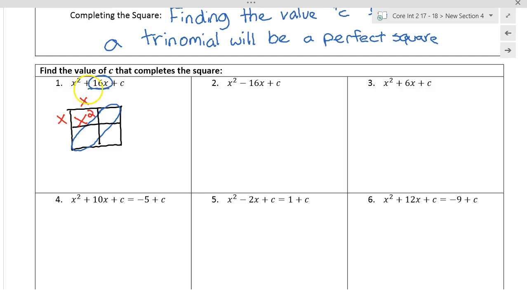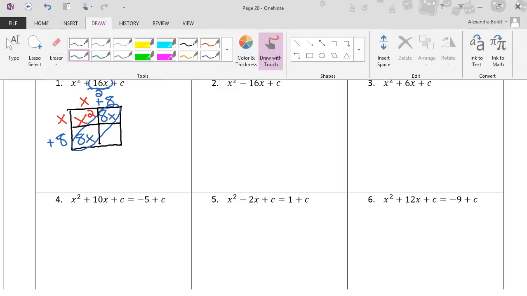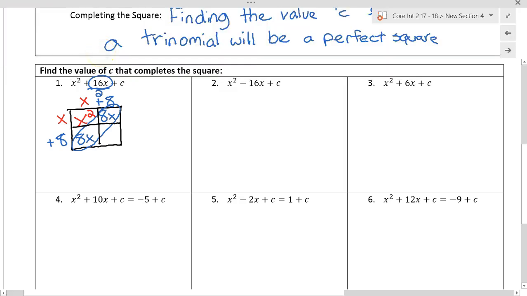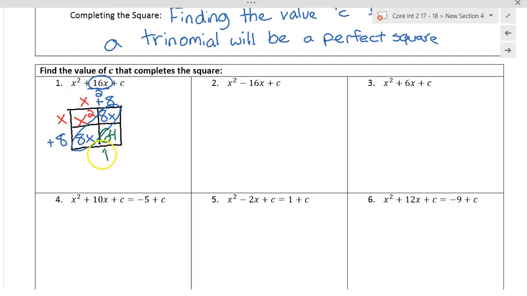So I'm going to divide 16 by 2, and that's 8x and 8x. And so I get x plus 8 and x plus 8 in my multiplication there. This makes it a square because the sides are the same. Then all I need to do is fill in my last box. 8 times 8, right, we're back to multiplying, is 64. And that is c.